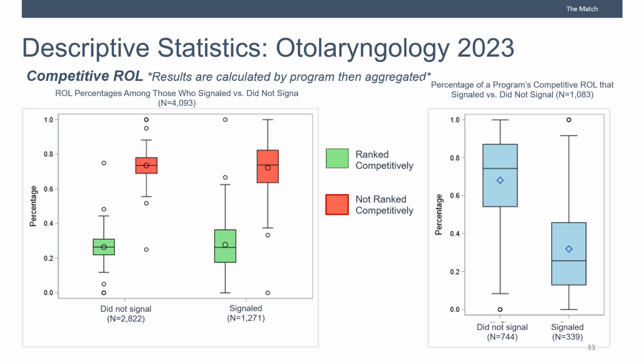Now looking at the competitive rank descriptive statistics, for this first box plot, the results for ODO are similar to the results that we saw with general surgery. The effect of signal on being ranked competitively appears slightly smaller for ODO than for general surgery. Additionally, looking at these green box plots, applicants who did not send a signal have roughly the same chance of being ranked competitively, 26.4%, as those that did send a signal, 26.7%.